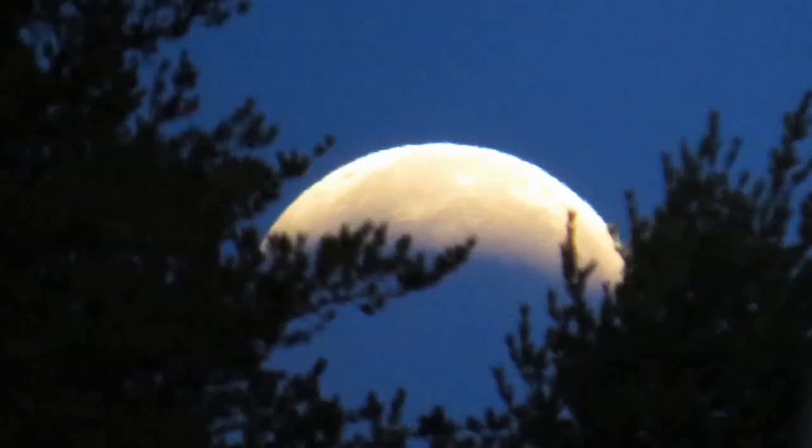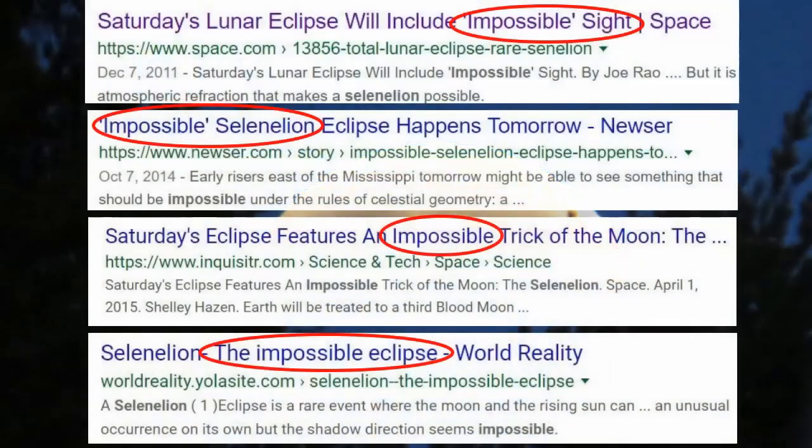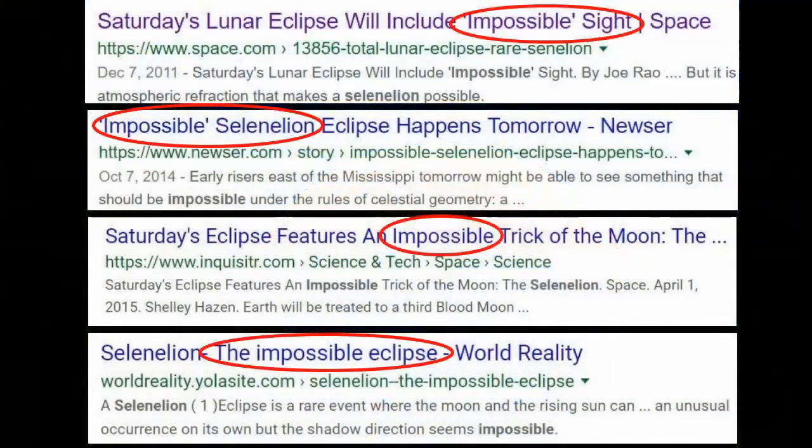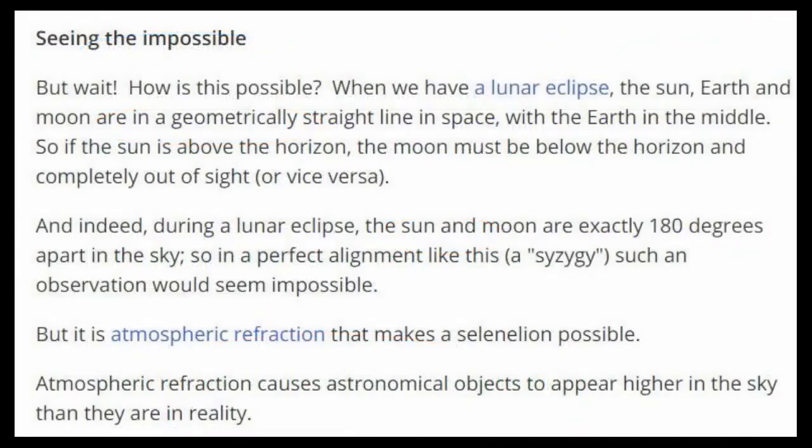Now it's time to talk about the impossible Selenelion eclipse, which is where this series was always headed. Of course, it's no secret that Selenelion eclipses are geometrically impossible. But wait, how is this possible?